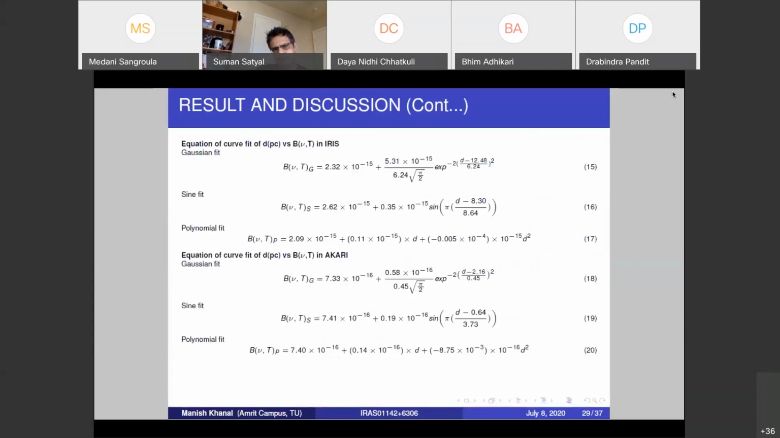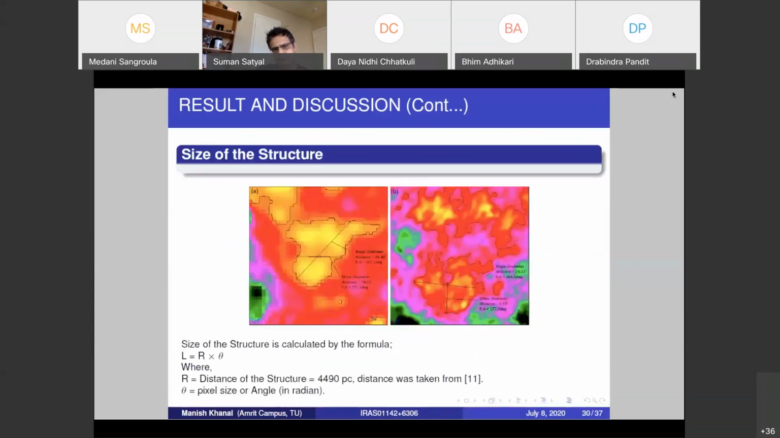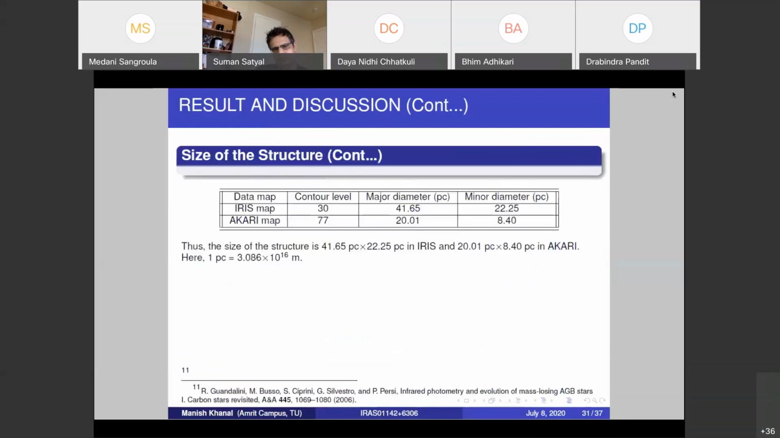We have also calculated the size of the cavity by using the formula L equals R times theta and found the major and minor diameter. Here R is the distance of the structure from Earth. For the value of R, we use this paper. As reference, you can see the value of major and minor diameter in the table.